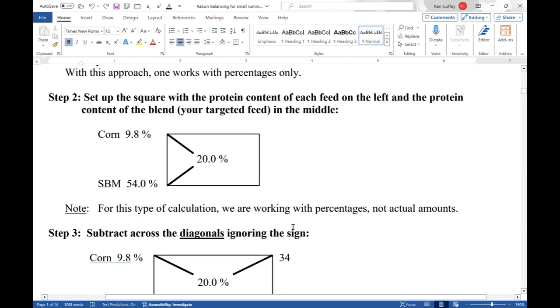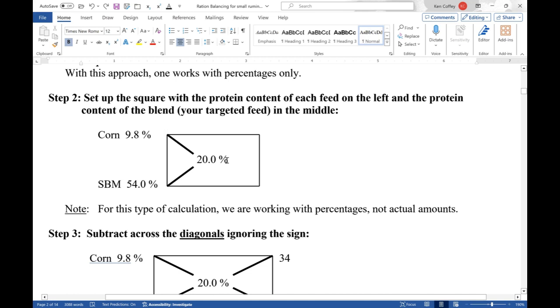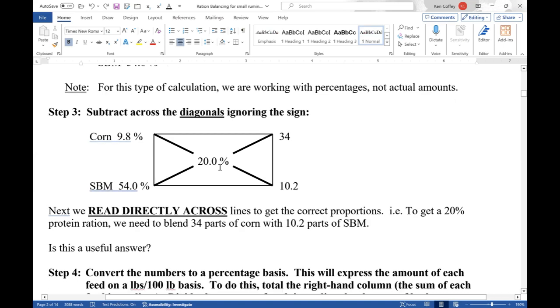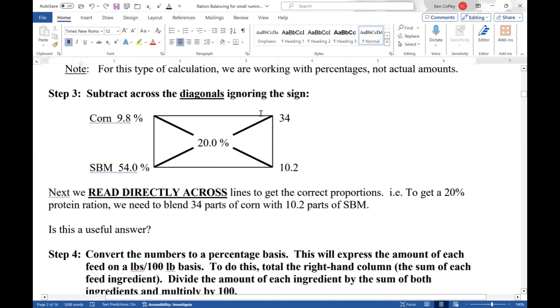And what we do is we just set them up on the corners of a square. This is called a Pearson square. And in the middle of this square, we put our target. So we have our corn, we have our soybean meal, and we're shooting for what blend will give us 20% protein. The way we do this is we subtract across diagonally. Forget the signs. So soybean meal is 54 minus the 20% gives us 34. We put that on top. Corn, 20% minus 9.8% leaves us 10.2.